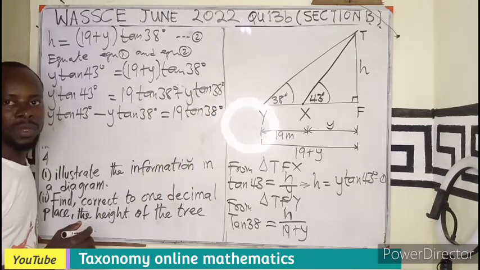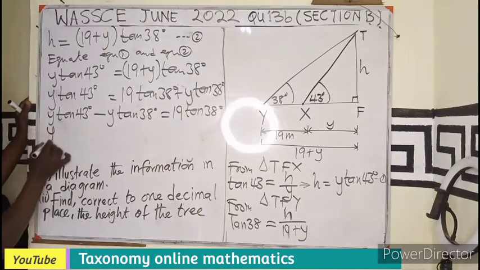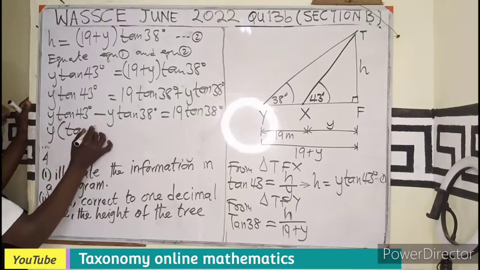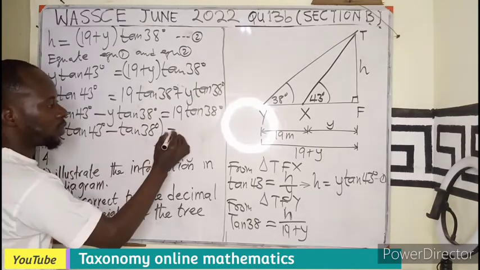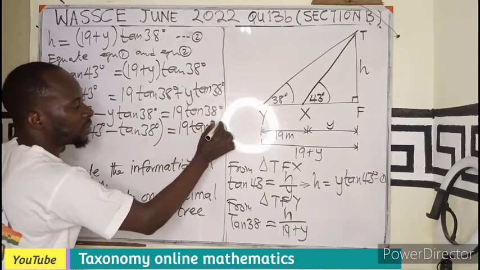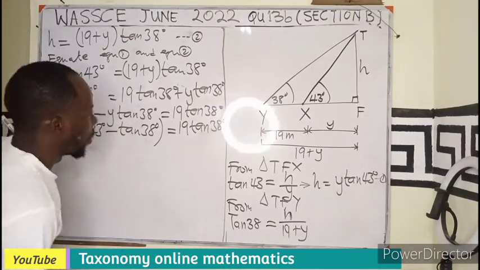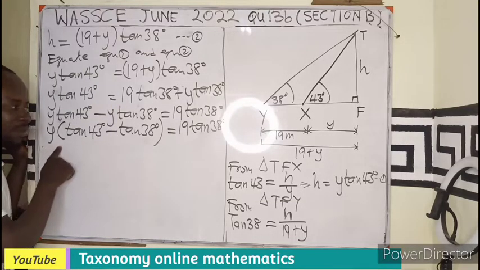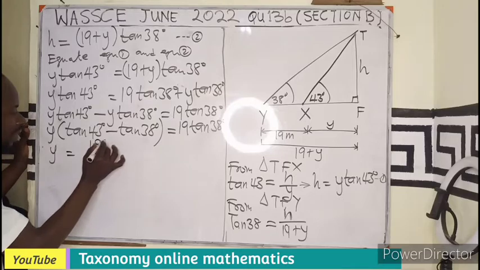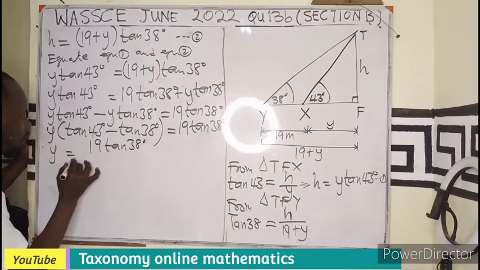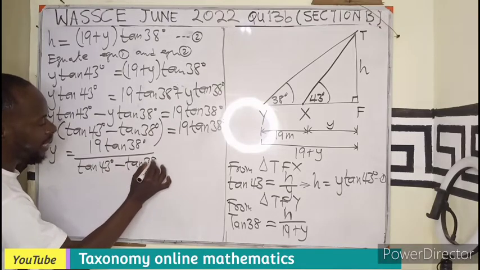We are looking for y, not 2y. So we can factorize y out. In that case, y into bracket tan 43 degrees minus tan 38 degrees, which will still give us 19 tan 38 degrees. Okay, so now we can easily make y the subject by dividing through by this coefficient, meaning y equals 19 tan 38 degrees over tan 43 degrees minus tan 38 degrees.